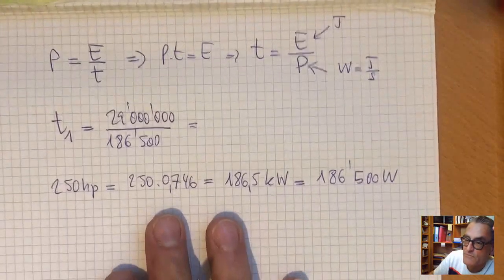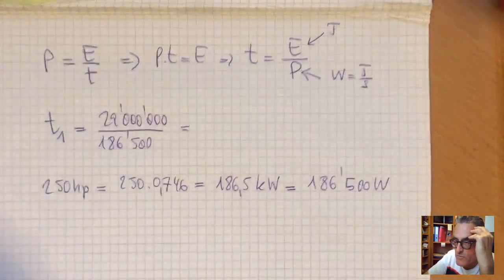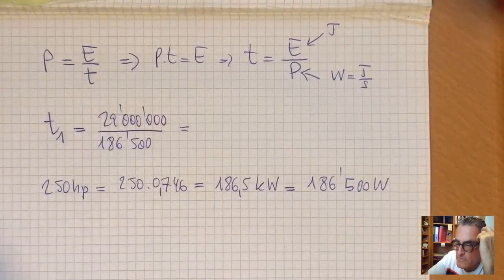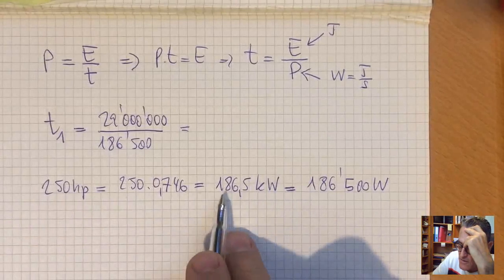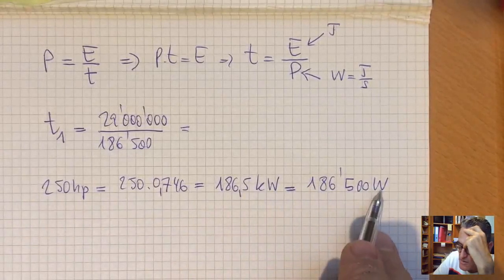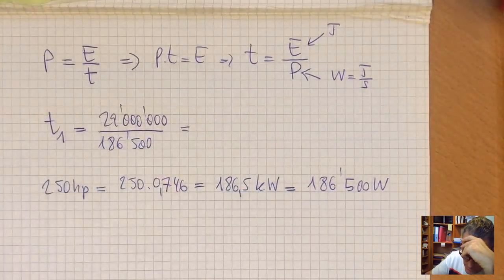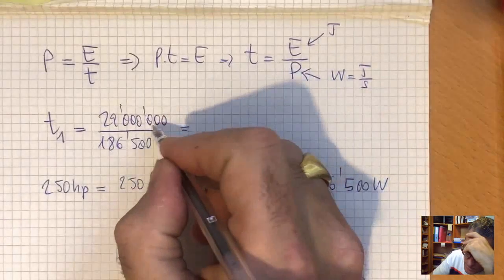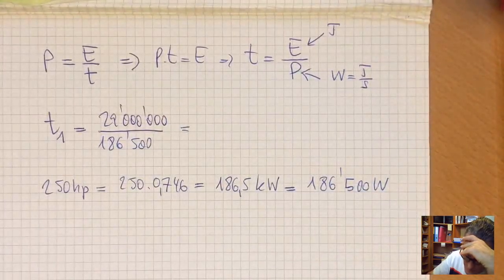Thank you, tell me, because sometimes I forget. So 250 HP is 186.5 kilowatts, which is 186,500 watts. Now I have to divide 29 million by this number in the denominator.